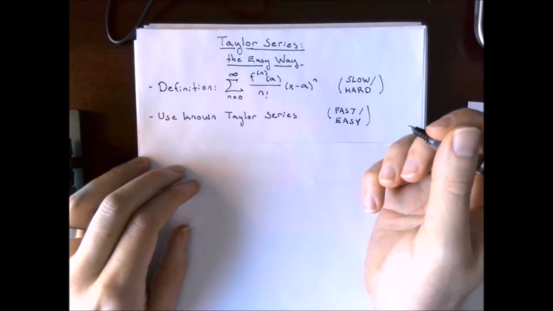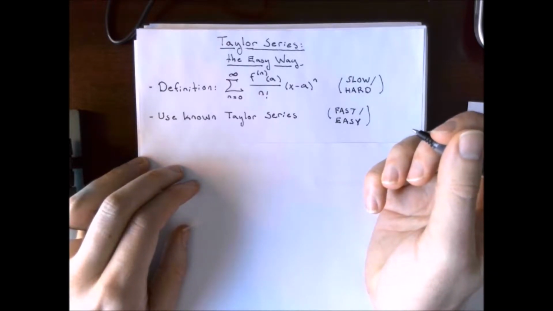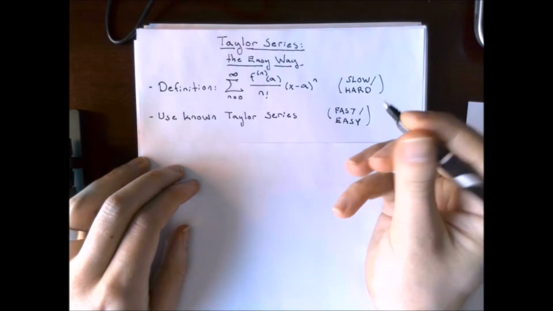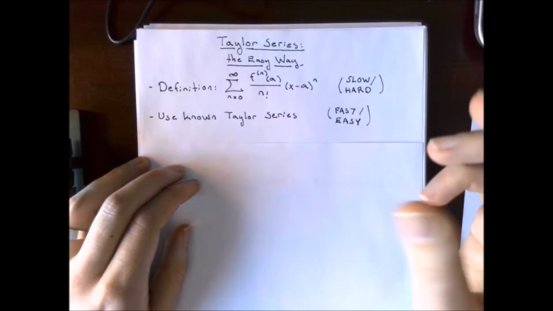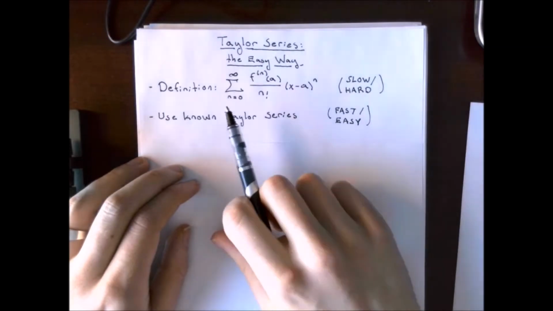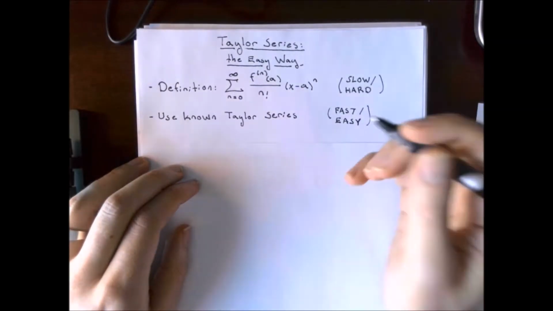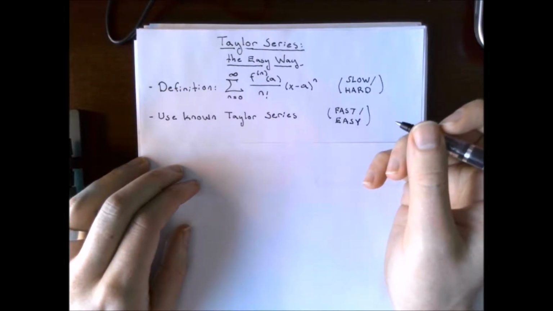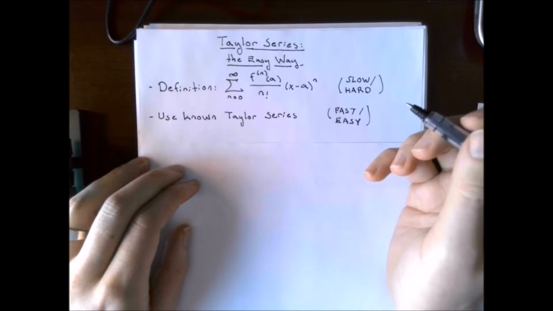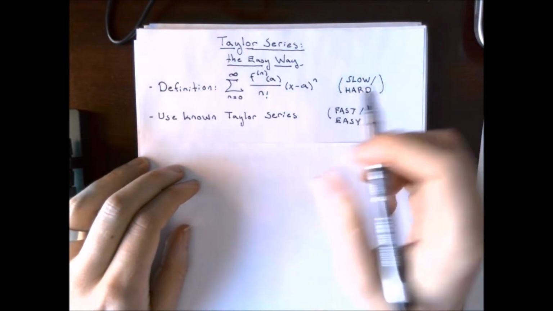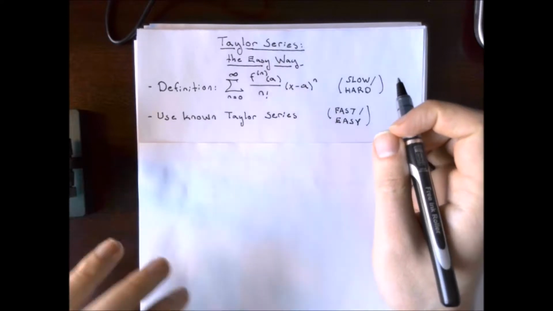In this video I'm going to show you how to derive the Taylor series of functions without actually having to calculate any derivatives. There are two ways to derive the Taylor series of functions. One is using the definition of Taylor series, but this is the slow and hard way. The other way is to use some known Taylor series, and this is what we're going to do here.